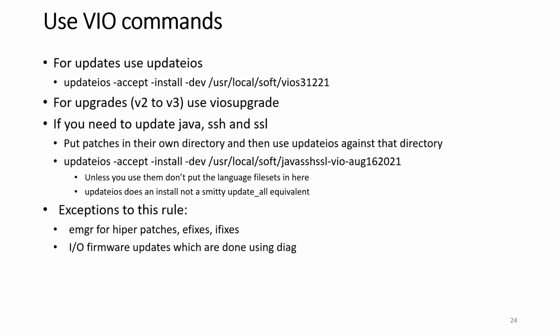Now, if you need to update Java, SSH, SSL, or you need to add some disk support modules or something like that, the way that I do that is I put them in their own directory. So you can see here where I'm doing it with Java, SSH, and SSL. And then I use the updateios command to actually install those updates. There's only one exception to this rule about using VIO commands, and that is when you're doing IO firmware updates, because that uses the diag command. And actually there's a second one, which is when you're doing hyper patches, efixes or ifixes, which uses eManager.